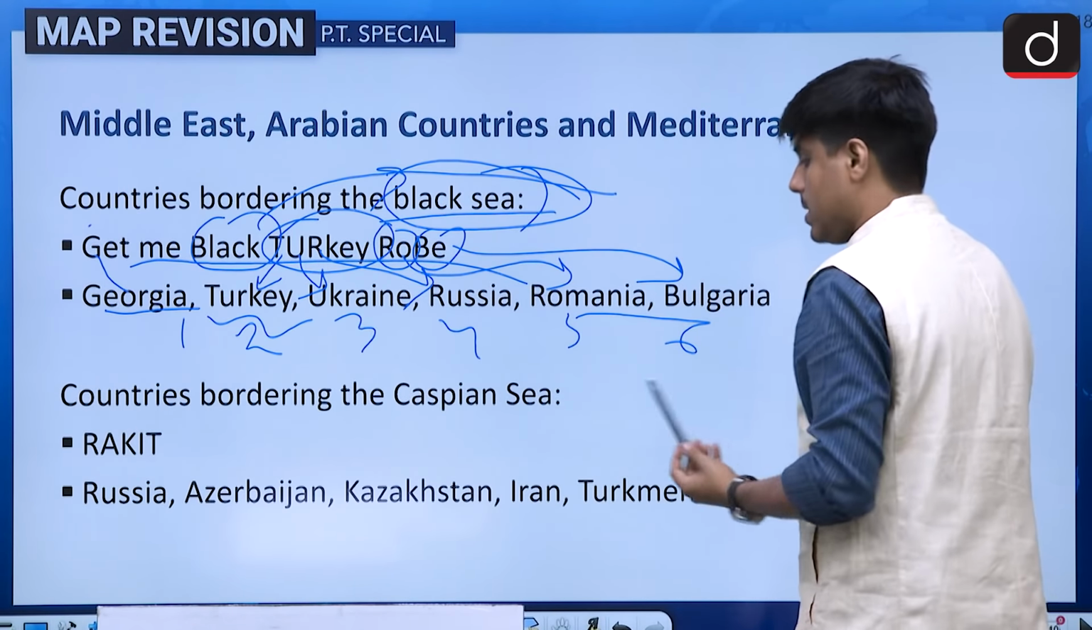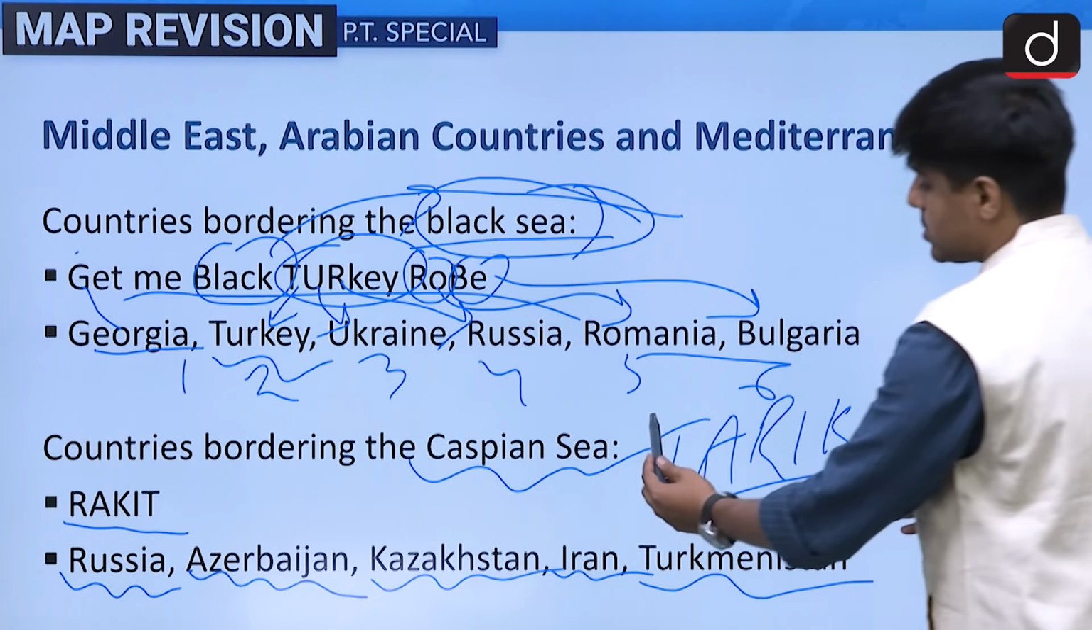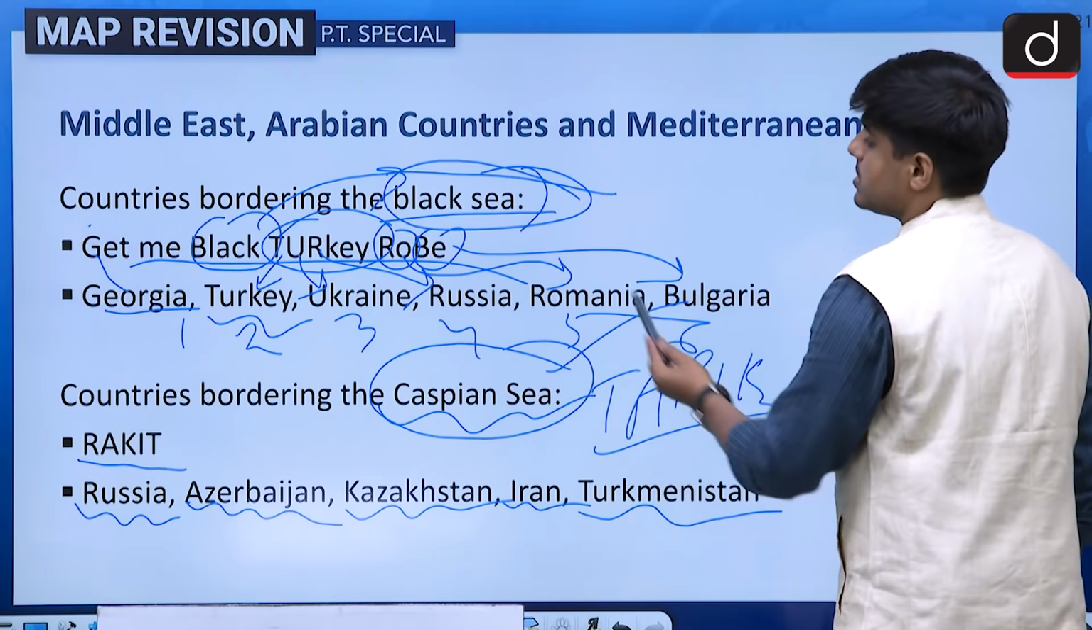Similarly, for the Caspian Sea, there is a mnemonic, "Tariq" or "Racket", whichever you can remember. What do they stand for? R for Russia, A for Azerbaijan, K for Kazakhstan, I for Iran, and T for Turkmenistan. These are the tricks which can be used to do questions based on the Caspian Sea and the Black Sea. In the upcoming episode, we'll come with more tricks based on other water bodies.